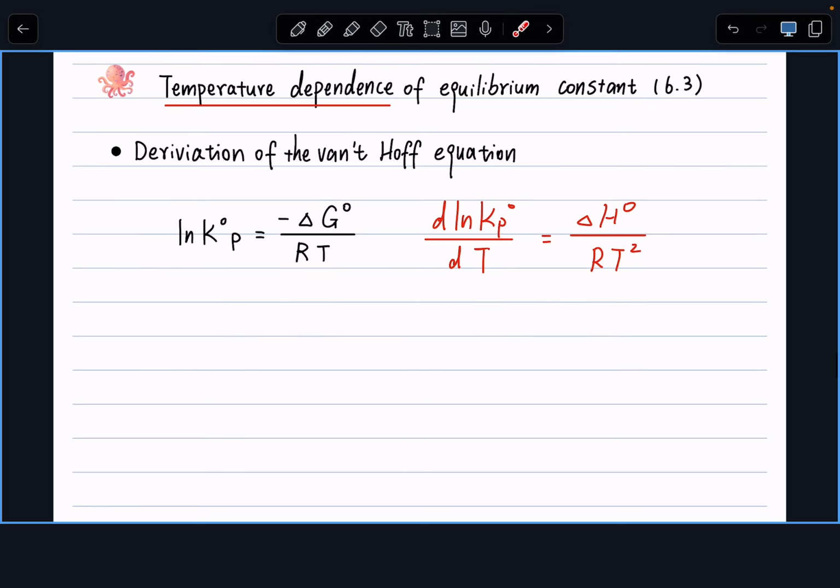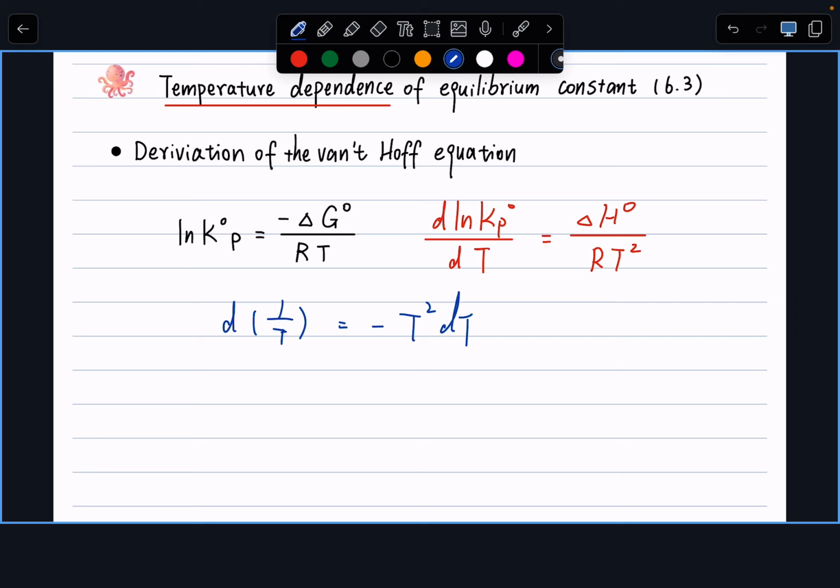In reality, because this one is not giving you a linear relationship, it's a little bit hard to read. So in reality, normally people use calculus again. We know that the differential of 1 over T is negative dT over T squared. Using this, people typically plot d ln Kp naught over d 1 over T. And that gives us negative delta H naught over R, which is a linear plot.